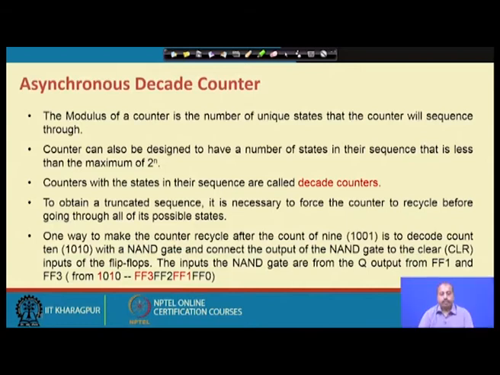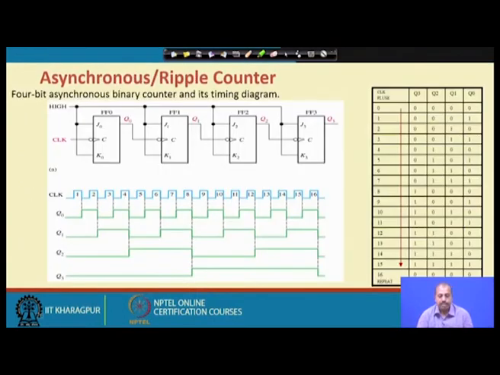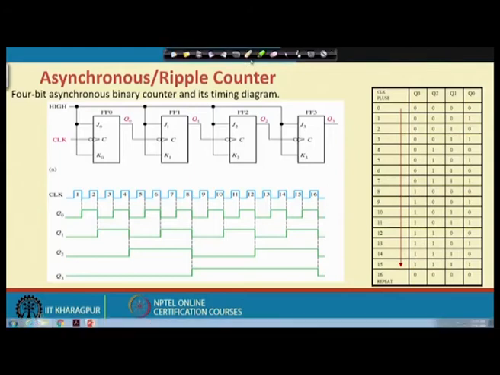Sometimes we do not want to count up to the maximum capacity. If I put n such flip flops, then if I start at 0, the count value will go up to 2 to the power n minus 1 and then it will repeat. This is the standard behavior.